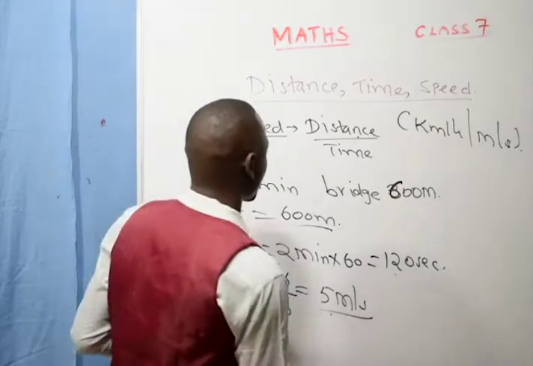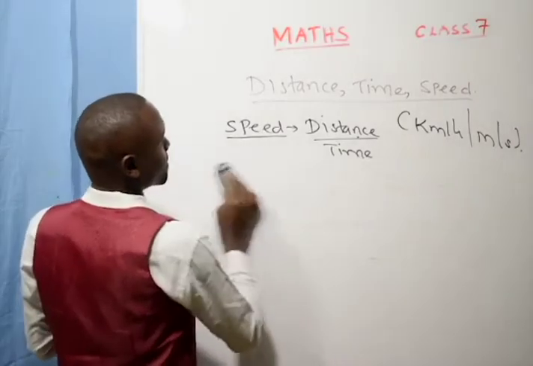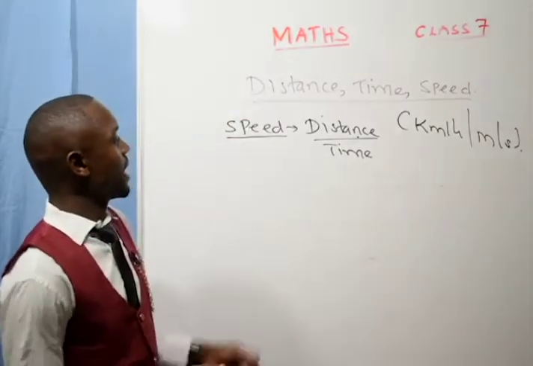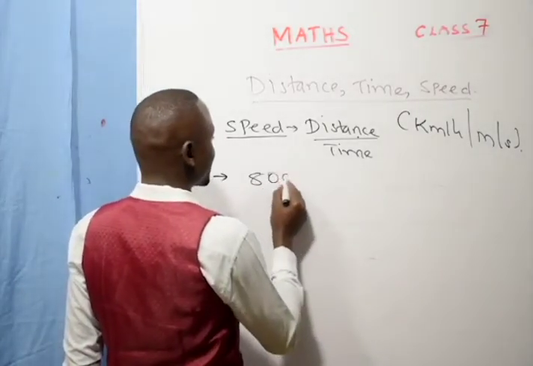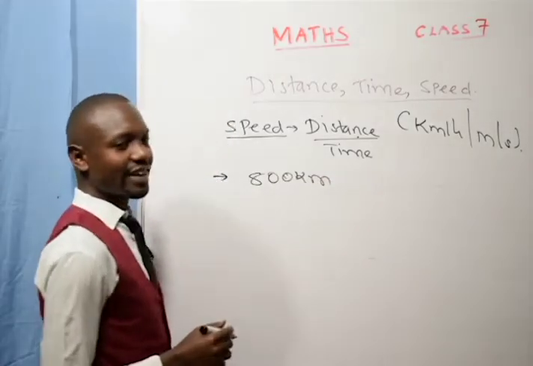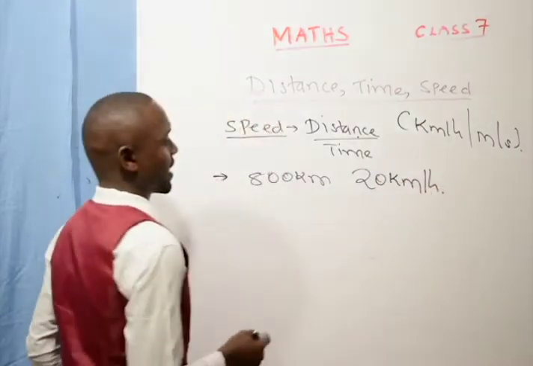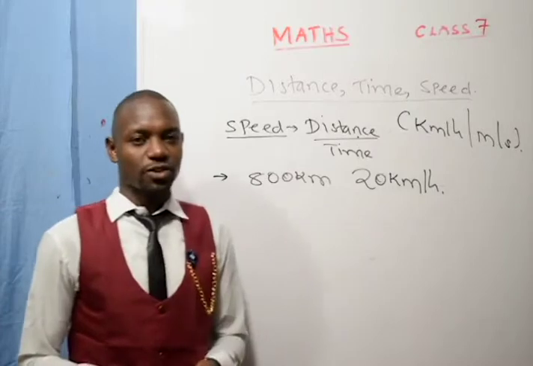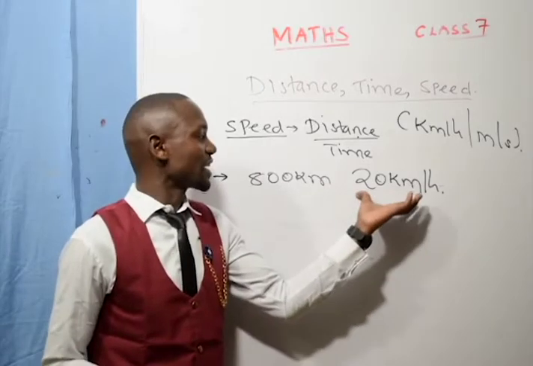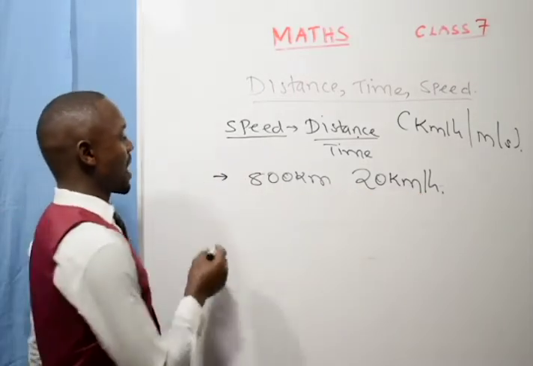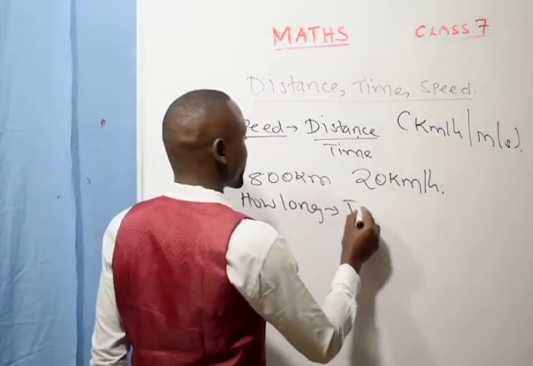Sometimes you'll be taught to calculate the time. For example, a motorist covered a distance of 800 kilometers traveling at a speed of 20 kilometers per hour. How long did that journey take? How long means here we are looking for the time.